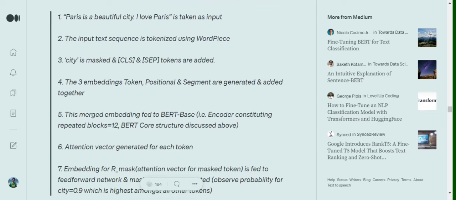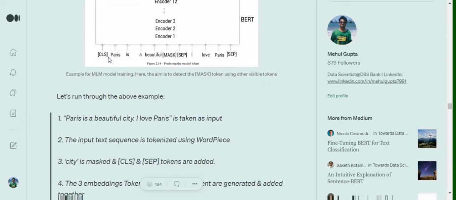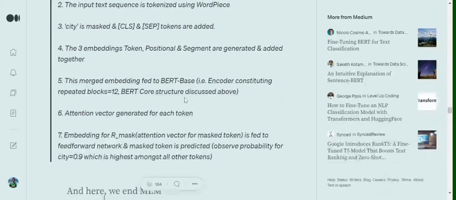So if we run through the example, the input is "Paris is a beautiful city. I love Paris." The input text sequence is tokenized using WordPiece. The next step is that city is masked, and CLS and SEP tokens are added. So as you can see, city is masked in the example, and CLS and SEP tokens are added.